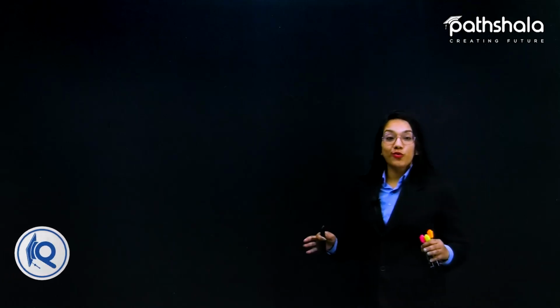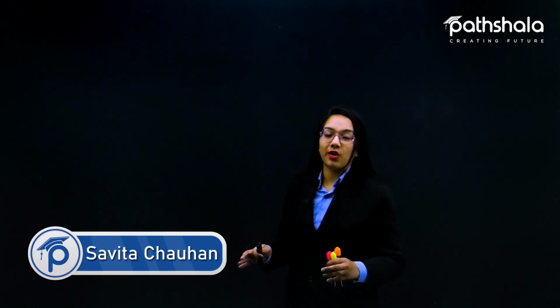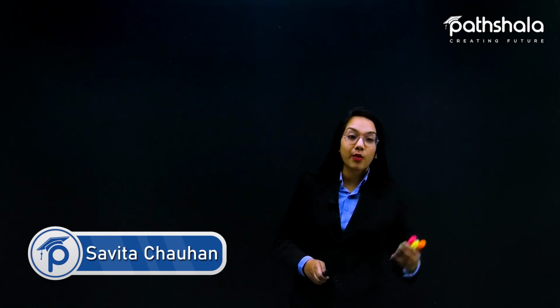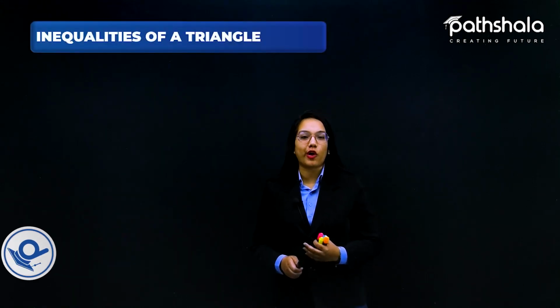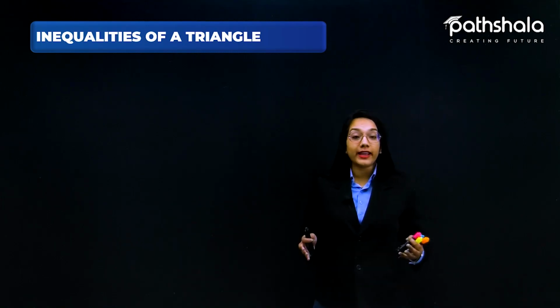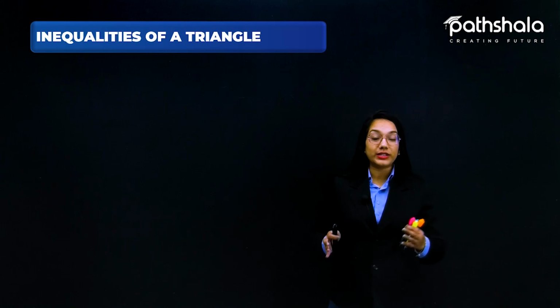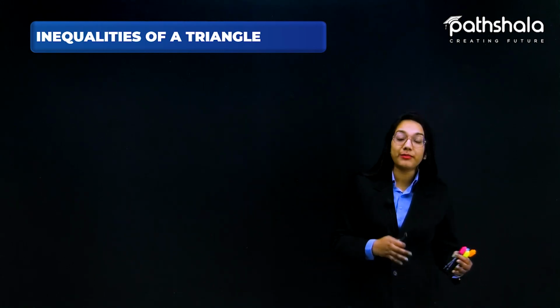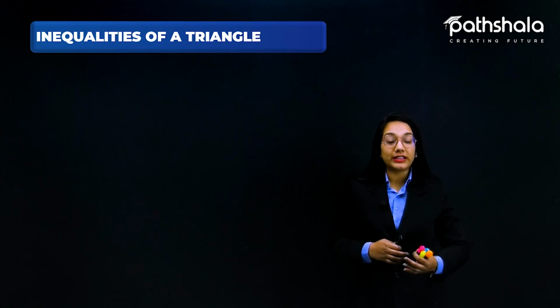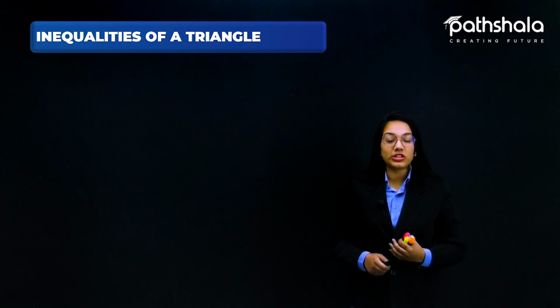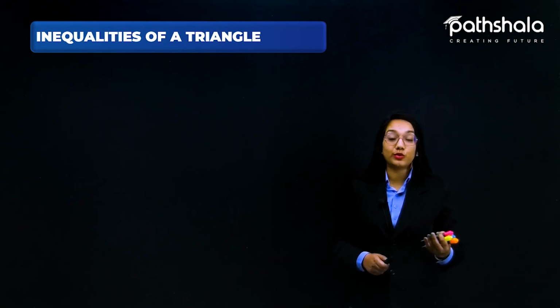Now let's move on, after the criteria of the congruence of triangles, to a new topic, which is all about the inequalities of a triangle. We have already come across the equal sides and equal angles of one triangle with another triangle, but sometimes we have also seen things that are unequal. Suppose I am comparing two line segments.